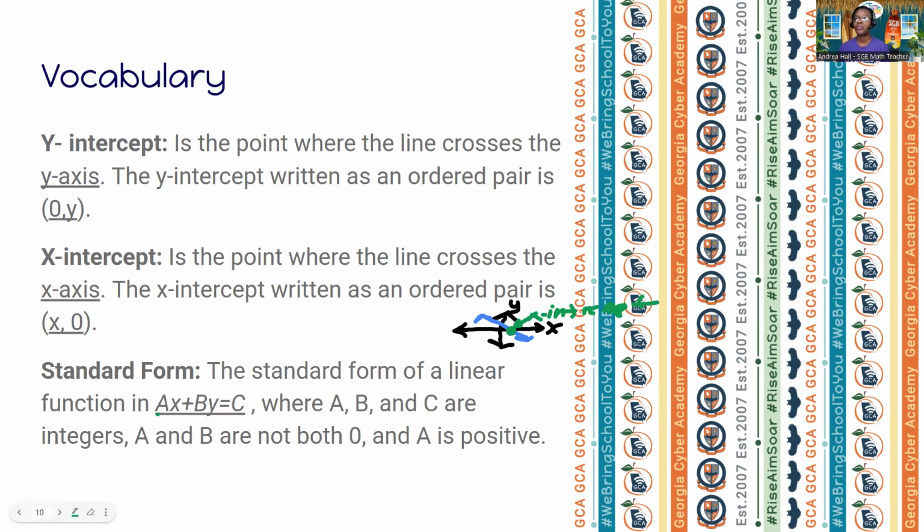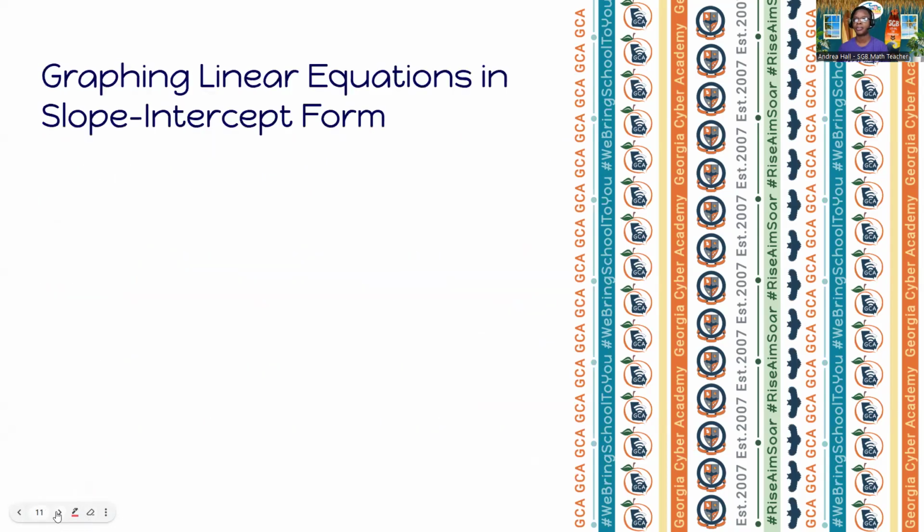And then the standard form of a linear function is ax plus by equals c, where a, b, and c are integers, meaning whole numbers. A and B are not both 0. A is positive. They like A to be positive. So that is standard form. Again, take a moment, pause the video, and write those terms down. All right, so let's hop to it.